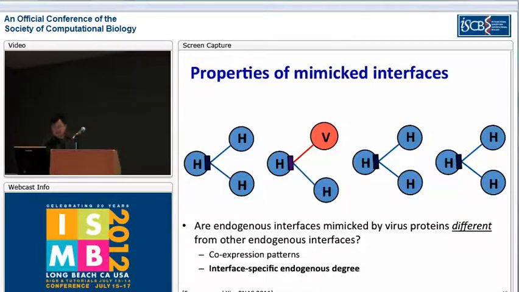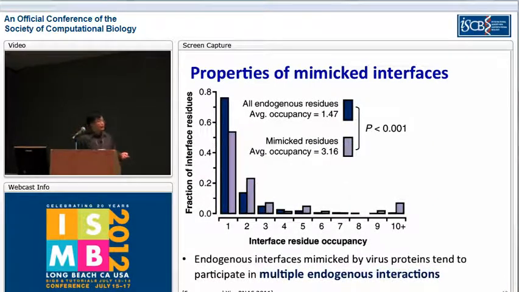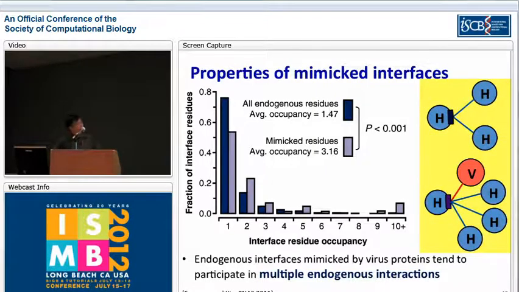It turns out that virus-targeted interfaces have a significantly higher endogenous degree compared to purely human endogenous interfaces. So here's an example where this virus-targeted interface has 10. It's interacting with 10 other human proteins, which is exceedingly rare for the endogenous interactome. So what this means is that endogenous interfaces mimicked by virus proteins tend to participate in multiple human-human endogenous interactions. And here's a picture: virus-targeted interfaces tend to interact with a lot more other human proteins compared to other human endogenous interfaces.